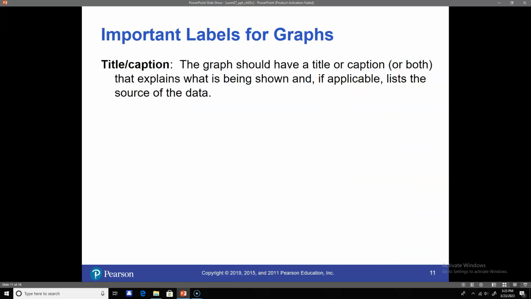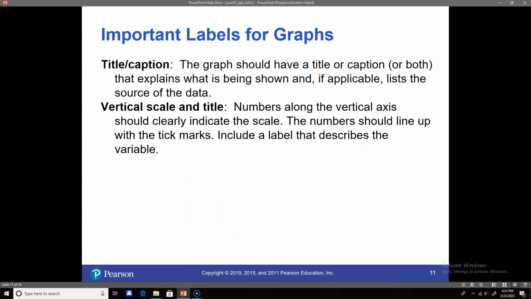Okay, labels for graphs. So the title, caption. Again, this is often important to do when you're working with a resource like Excel. You want to make sure you're labeling things and that they're appropriate. Include them. A lot of times people will just go to the chart wizard, add a chart, and then forget to add appropriate titles. So that's important to do.